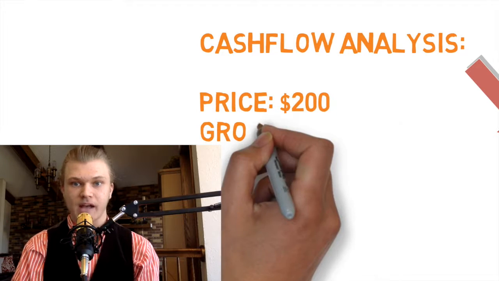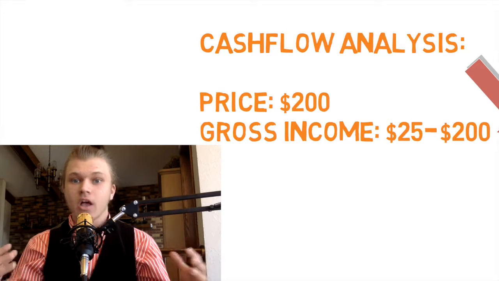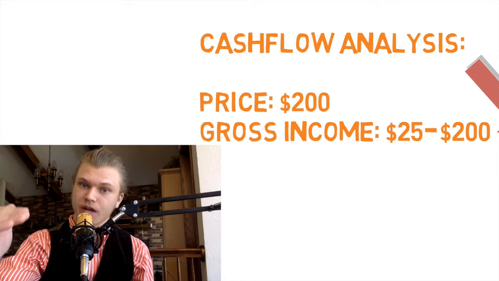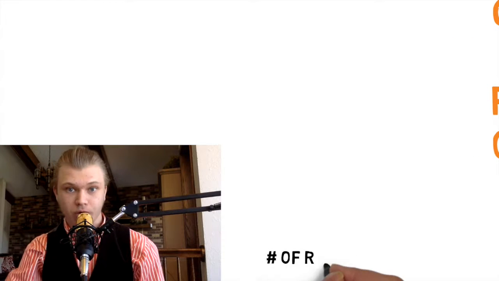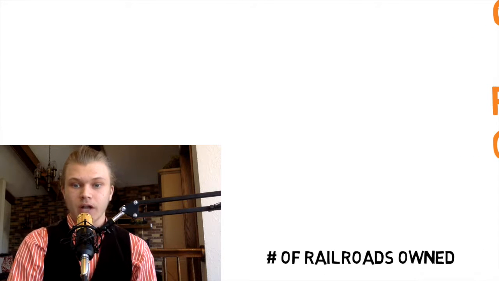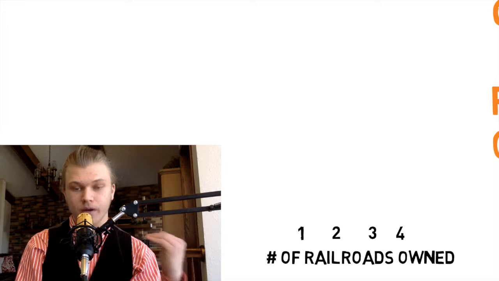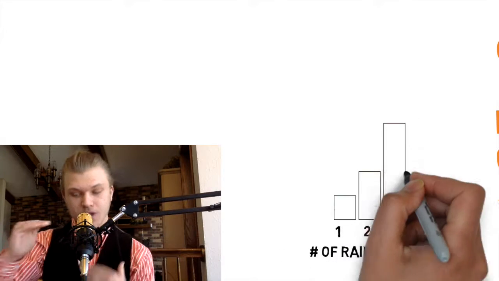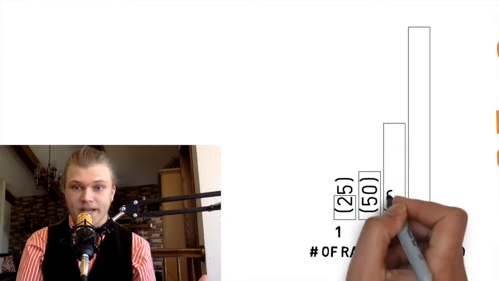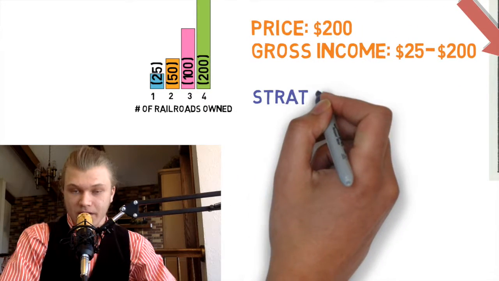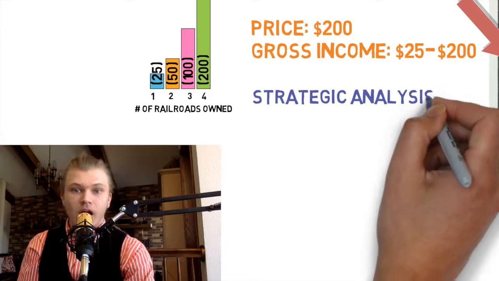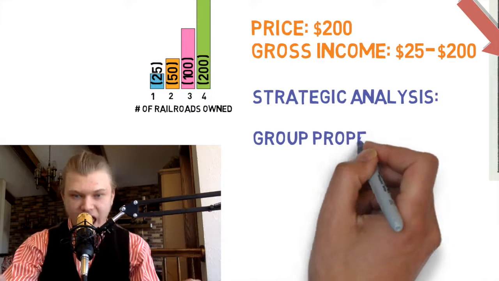So let's take a look at the cash flow analysis. The price for each railroad is $200, and the gross income, the rent that you can bring in, ranges from $25 to $200 per landing. Now this is a graph of the number of railroads owned, showing that for each railroad you own, without any hotels, you are going to double your rent, your income for the property. So that's a benefit of having the railroads. Now let's do the strategic analysis.